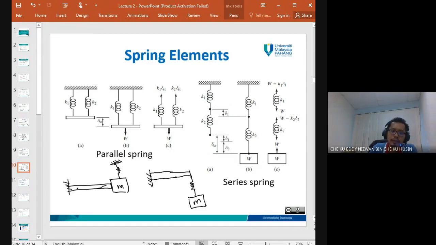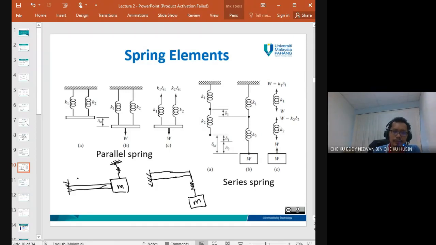Okay, because the spring from the cantilever beam is in contact with the mass, and another additional spring is also directly in contact with the mass. So that means it is a parallel. For this case, we can consider it as a parallel. And then for the second example, this one, this spring is in contact with the spring, spring in contact with the spring, so that means it is a series.